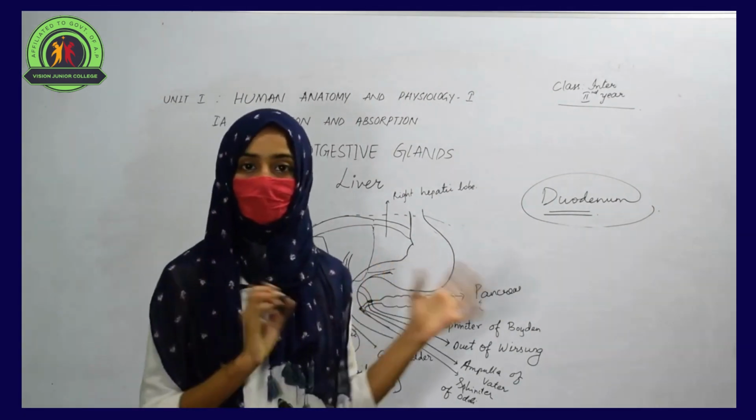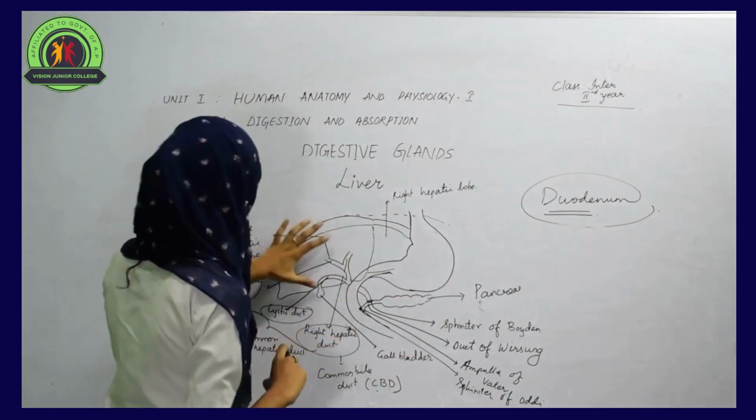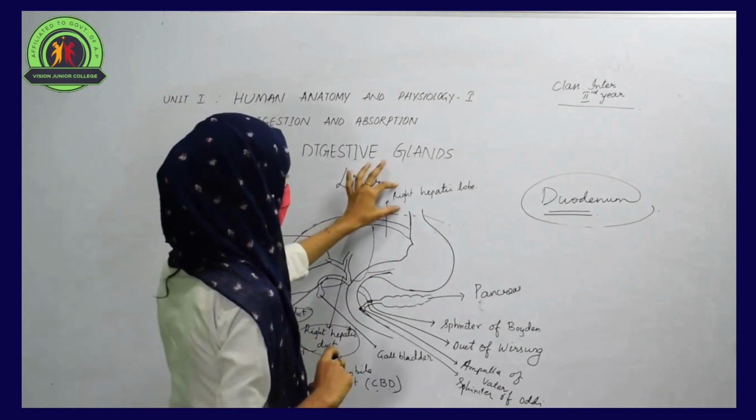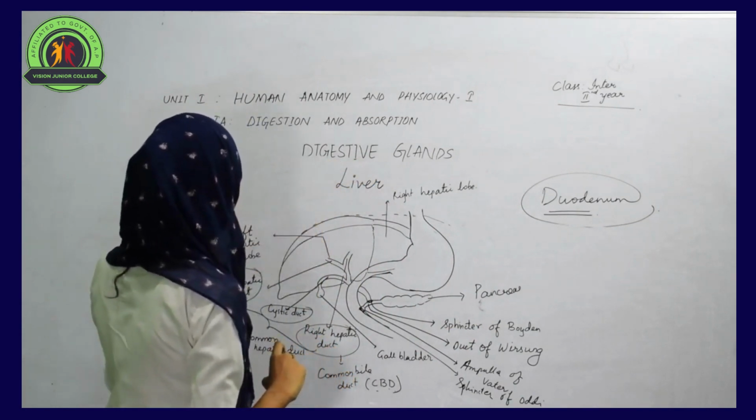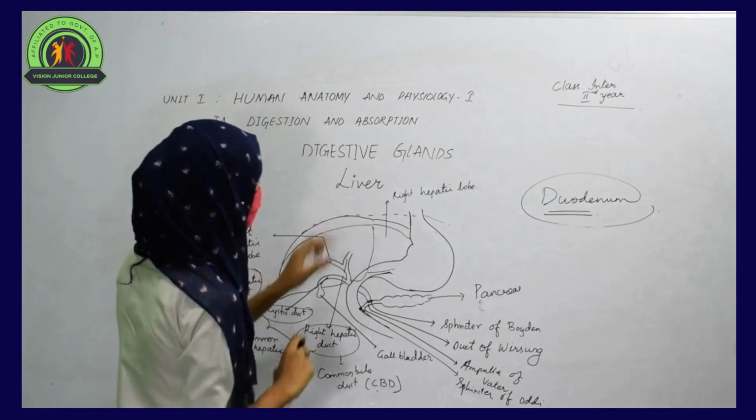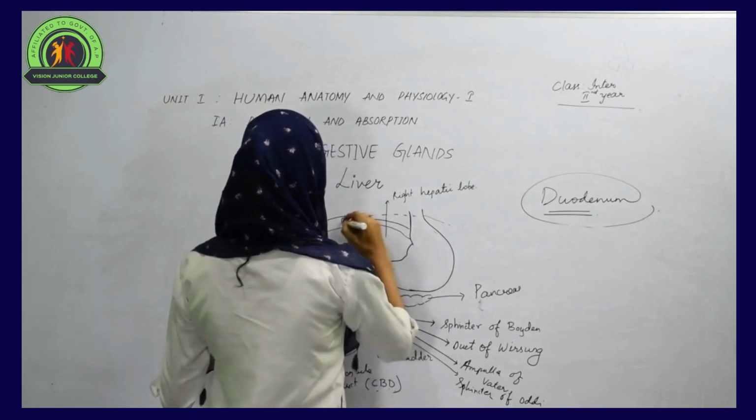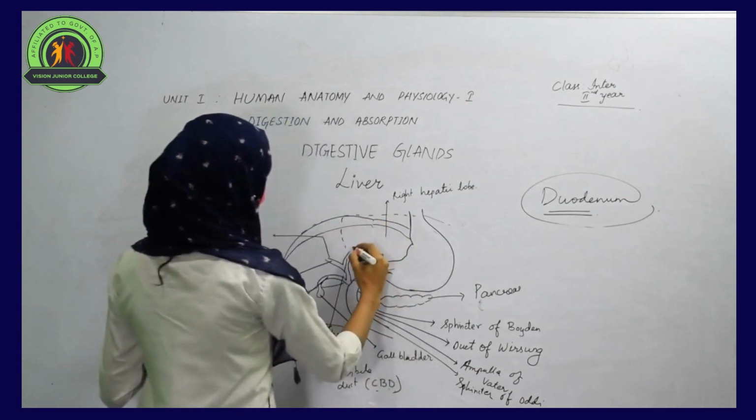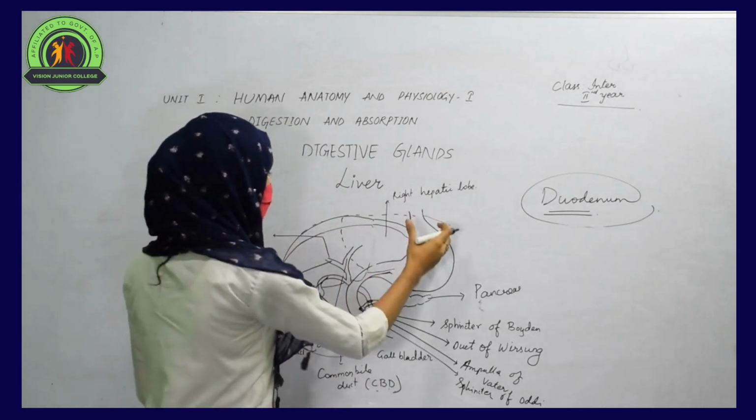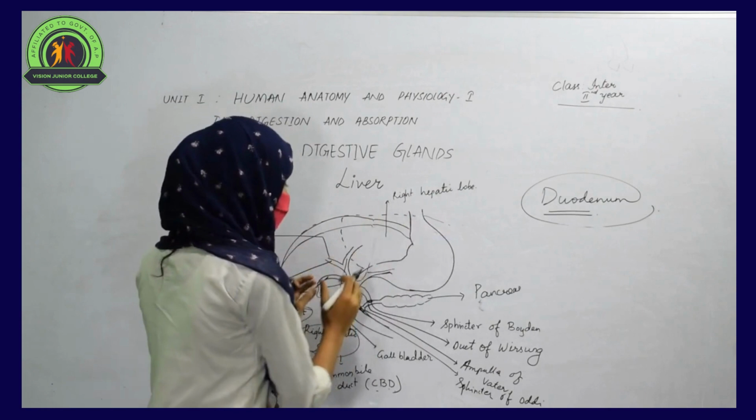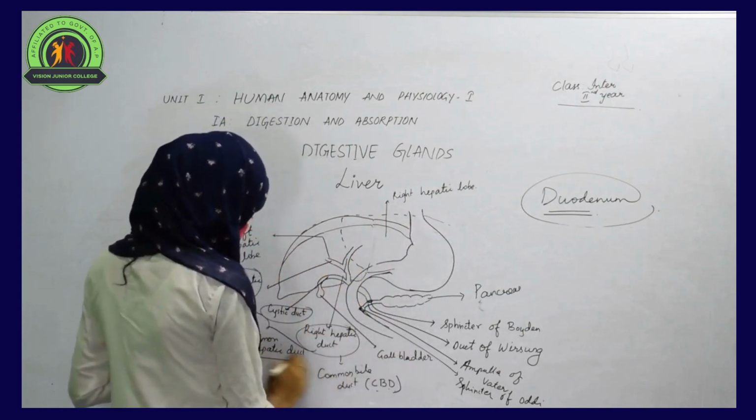I am going to give a quick recap of this. The liver shows two main lobes. This one is the left hepatic lobe and this one is the right hepatic lobe. In the left hepatic lobe, a duct is present which is called the left hepatic duct. In the right hepatic lobe, one more duct is present, called the right hepatic duct. Now the left and right hepatic ducts join and form a common hepatic duct.